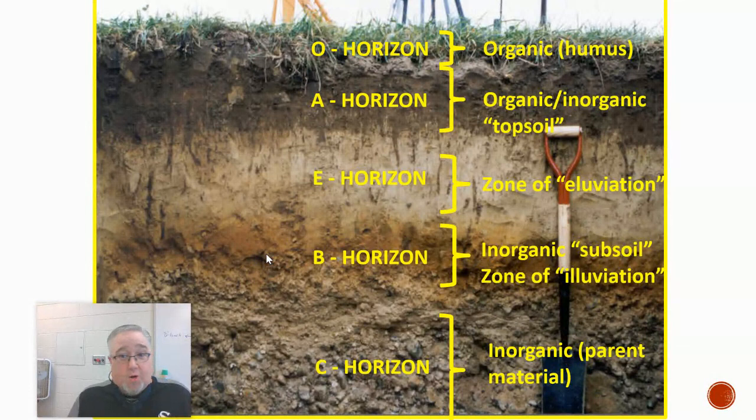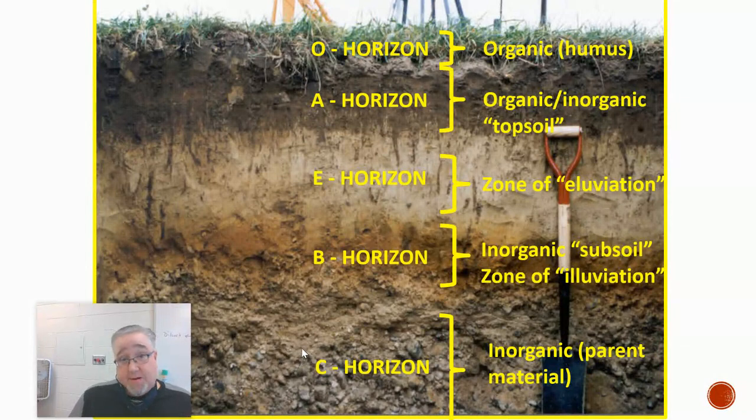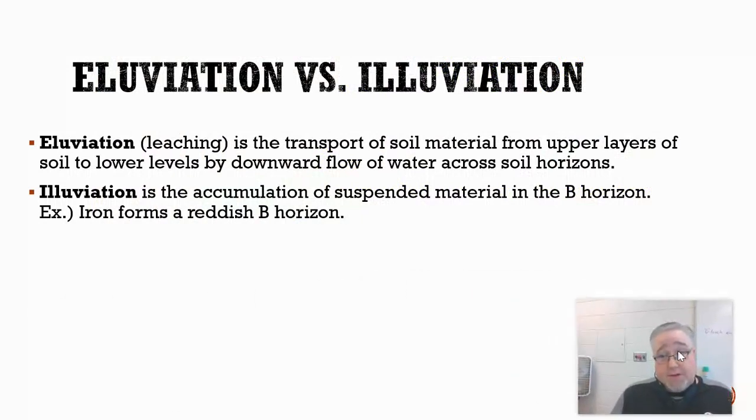Okay. So if you have a profile that only has 4 layers, there probably isn't any eluviation happening. There probably isn't any of that leaching happening. But if there is 5 layers, then there is. So you kind of have to distinguish between the two. All right, so 2 terms here to know.